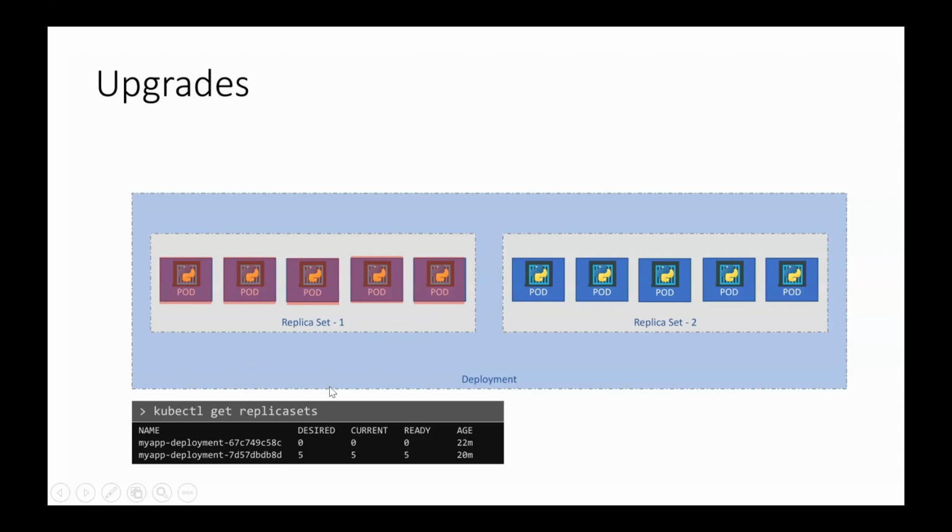Okay, this will be repeated. And if you type kubectl get replicasets, you'll see you have 0 pods in the previous replica set, and in the new replica set you now have 5 pods running, so your application is now upgraded.